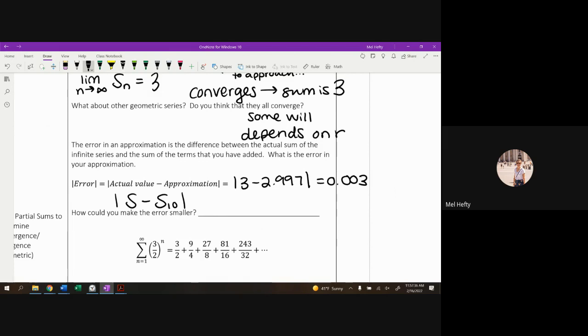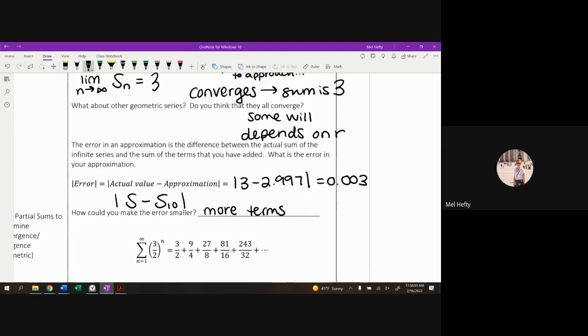No. Sorry, abs bars. How do you think I could make my approximation better? How do you think I could make my error smaller? Yeah, Connor, more terms. Yeah, the problem is we don't want to keep going forever. So when we make approximations, we're going to stop somewhere, and the where depends on how accurate you want to be.